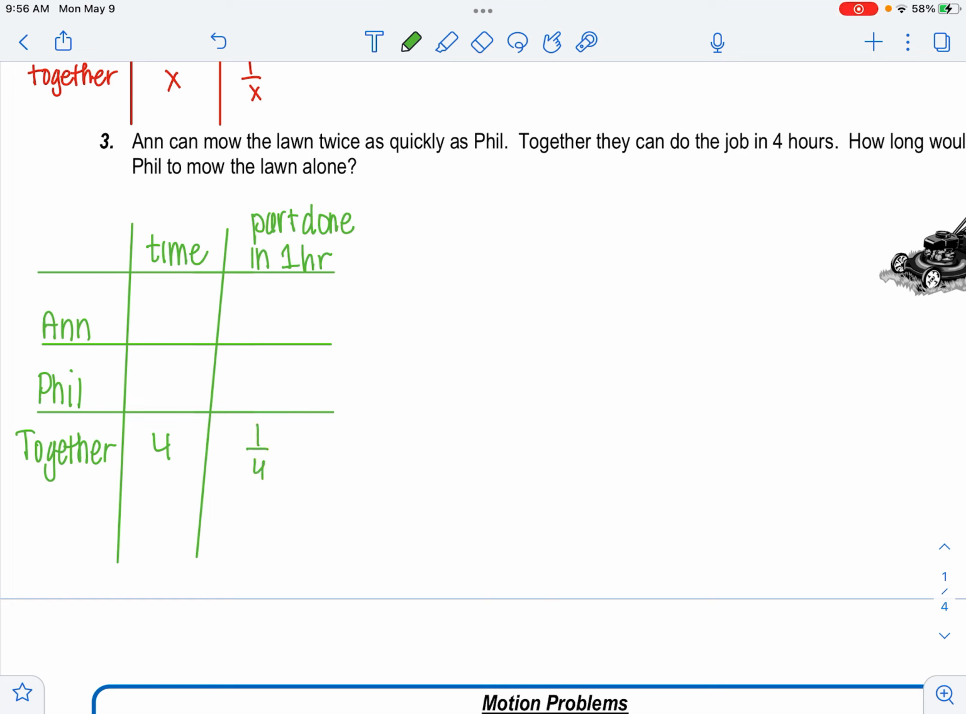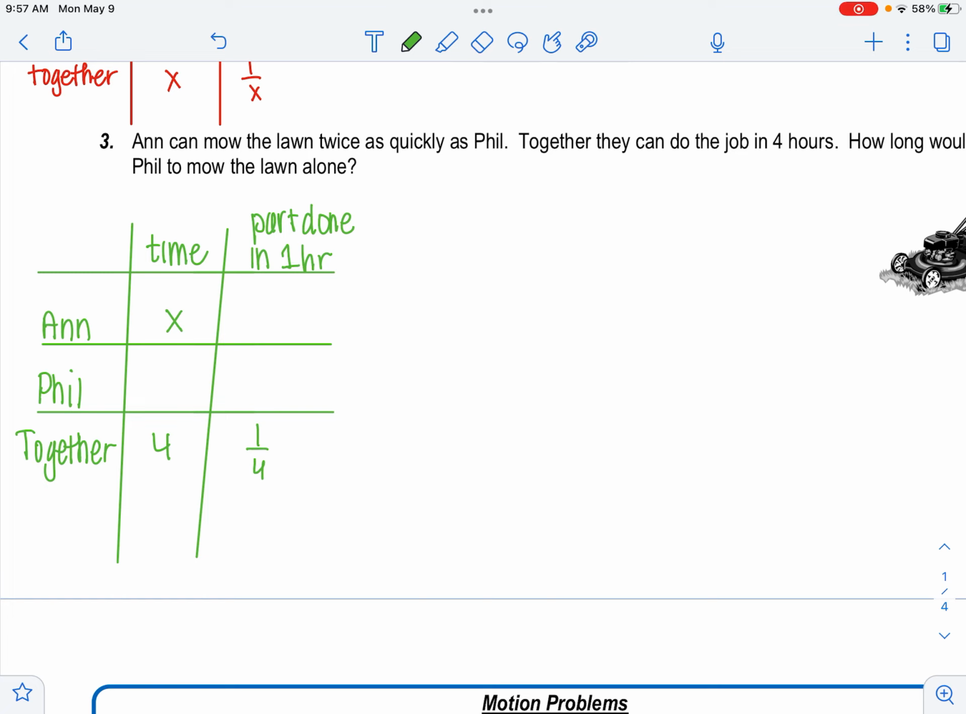So we don't know how long it takes Anne or Phil to do it. So we can call either Anne's time x or Phil's time x. It doesn't matter. I'm going to start by calling Anne's time x, and if I want to change it to Phil's, I can. So she can mow the lawn twice as quickly as Phil.